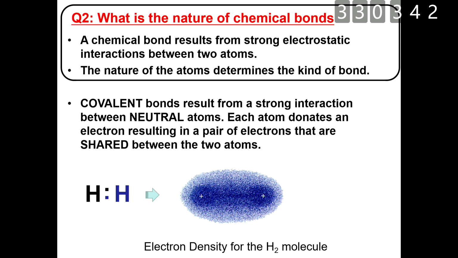So basically, chemical bonds result from strong electrostatic interactions between two atoms. So what are electrostatic interactions? These interactions you can also think of as a force.